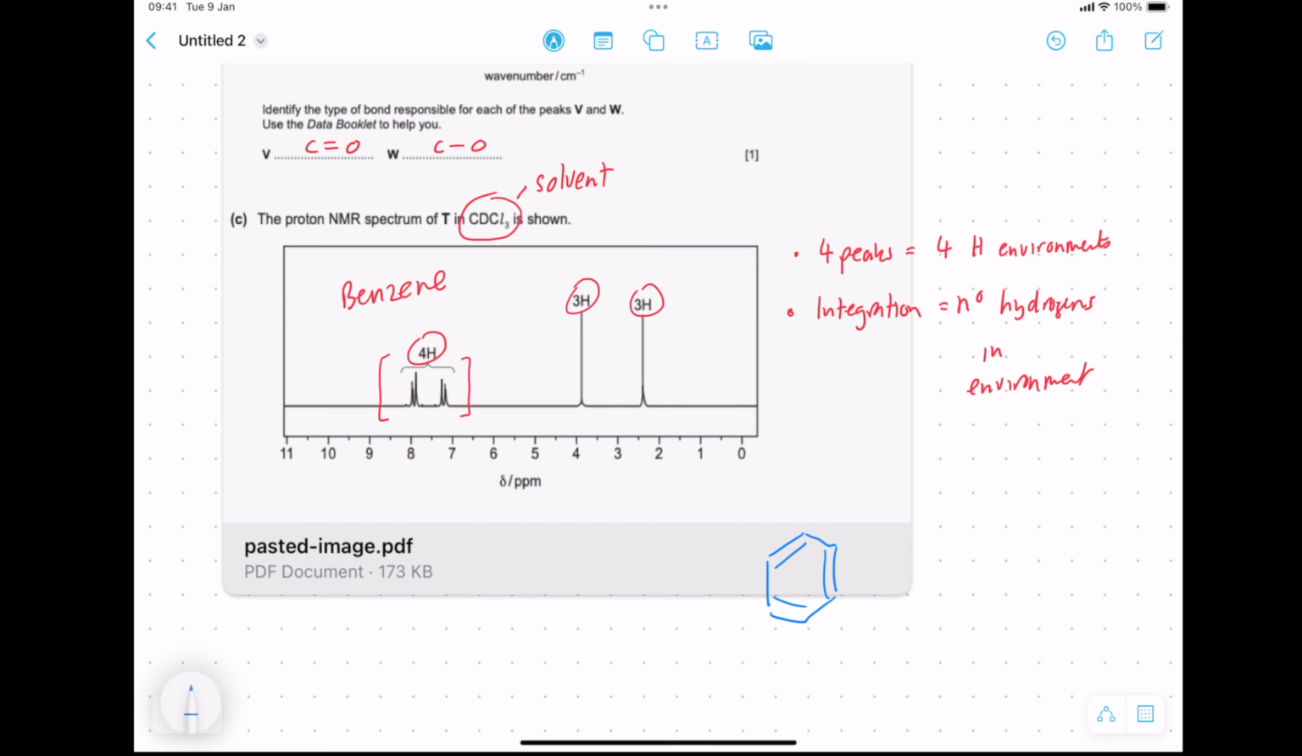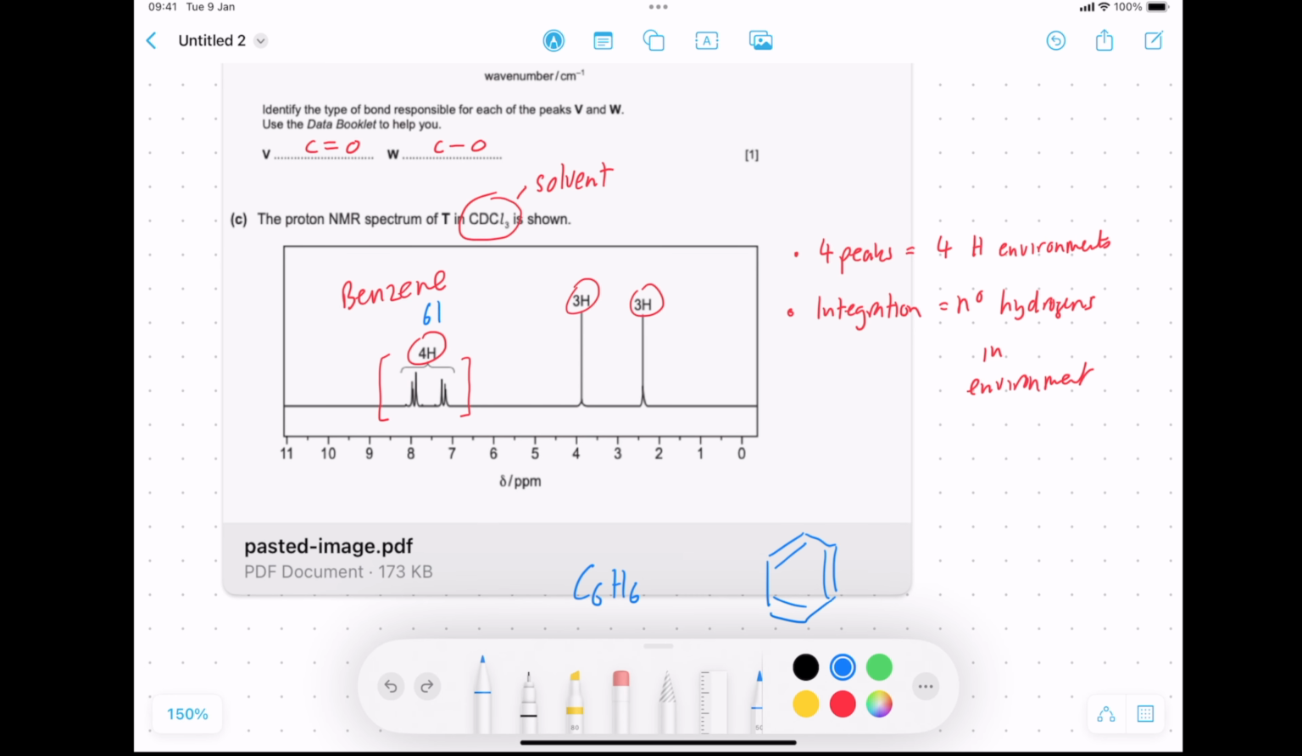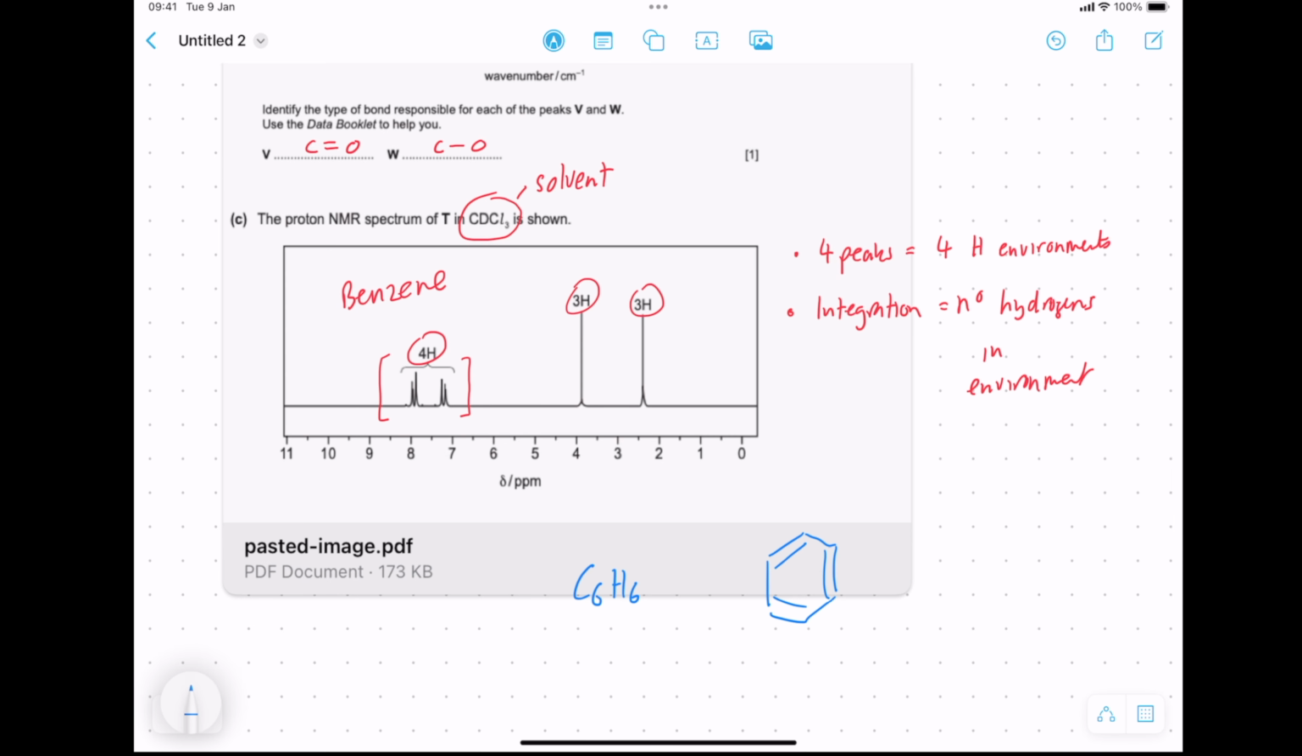Now you're thinking, well, benzene has the formula C6H6. Surely the integration for benzene would be 6H and not 4H. Yes, that would be true if it was just a benzene molecule with nothing attached to it. So the fact that only 4 hydrogens are being detected in that environment tells us there must be 2 things bonded to the benzene, 2 other functional groups, 2 other parts of the molecule that are present. And what are those? Well, it's going to be that peak and that peak.